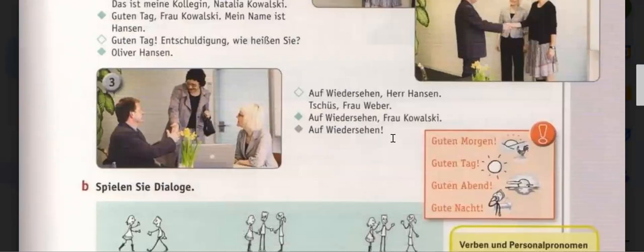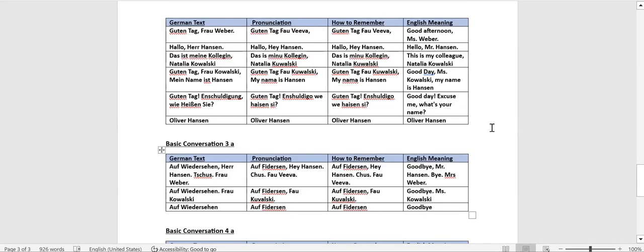Okay, now they are saying bye to each other. Let's see how they are saying bye to each other. Look at this word. This is a very common word in German. Even if you don't know German, if you just know this one word, you can say bye to your friends or trick your friends by saying bye in German. Look at the spelling. Auf Wiedersehen, Herr Hansen, auf Wiedersehen, Frau Weber.